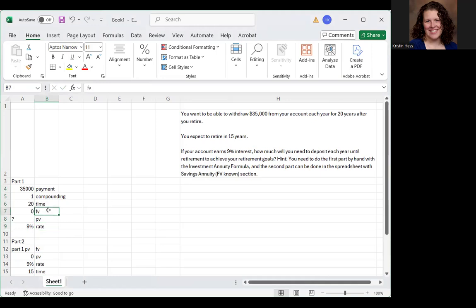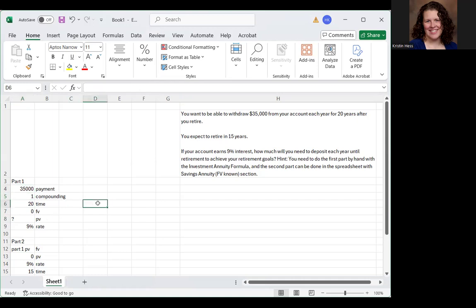The future value means that after our 20 years, there's nothing left. We've used all of it. So our future value is going to be 0. Our present value, what we have at the start of retirement, we need to find. We know that we're going to be retired for 20 years where we're going to use this money. Compounding, I'm going to put a 1 because it's 35,000 a year. So that's annual. If it said a month, then we'd put 12. If it said a quarter, we'd put 4. But right now it says compounding annually, so 1. And we're pulling out 35,000 each year, so 35,000 is our payment.